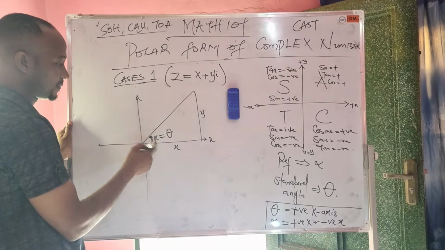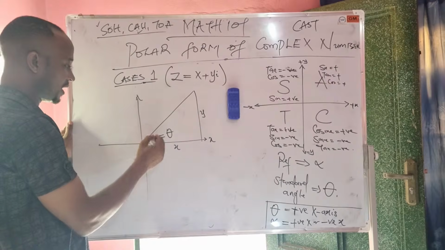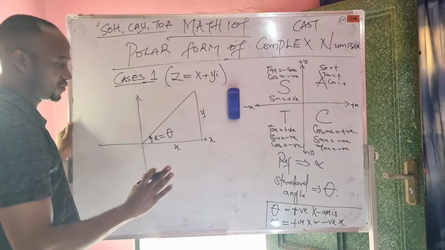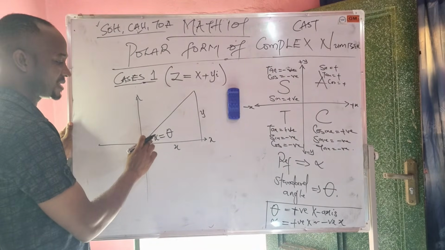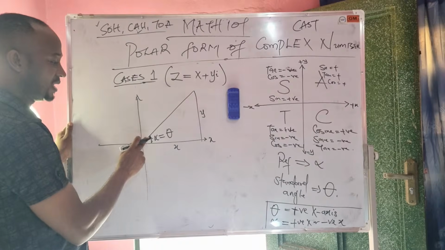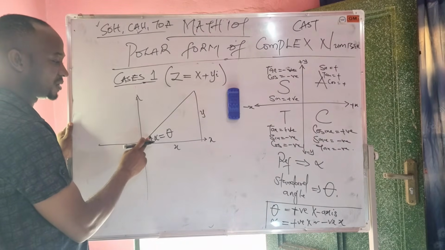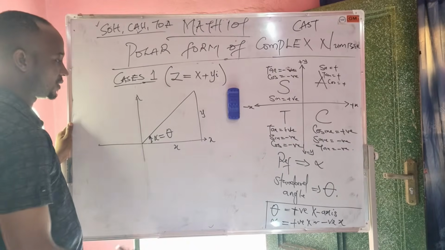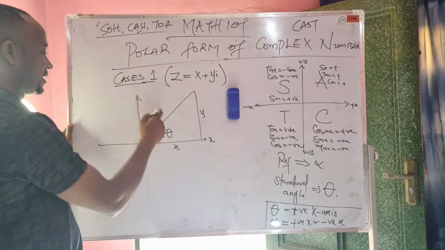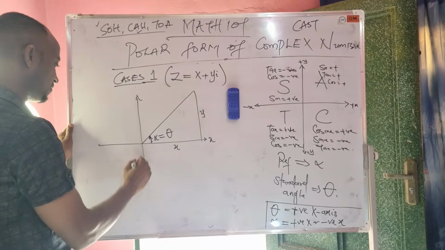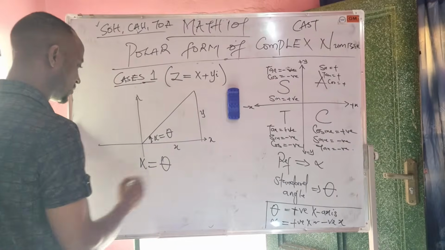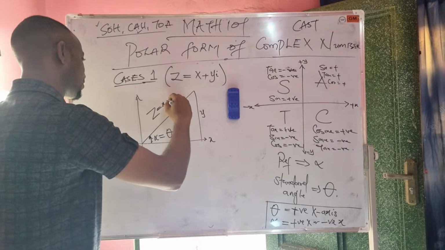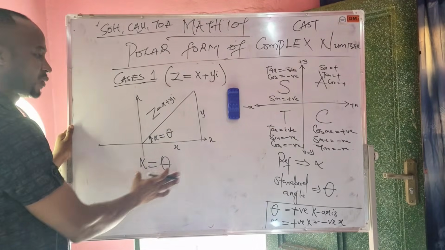So from here to here, we have our alpha equal to theta. And second, again, alpha is always found either on the negative x-axis or the positive x-axis. In this case, alpha is found on the positive x-axis. So alpha equals theta. Are you following, guys? Okay. So for this quadrant, it simply means that my alpha equals theta in the first quadrant, when the value of your z, x plus yi, falls here. Alpha equals theta.